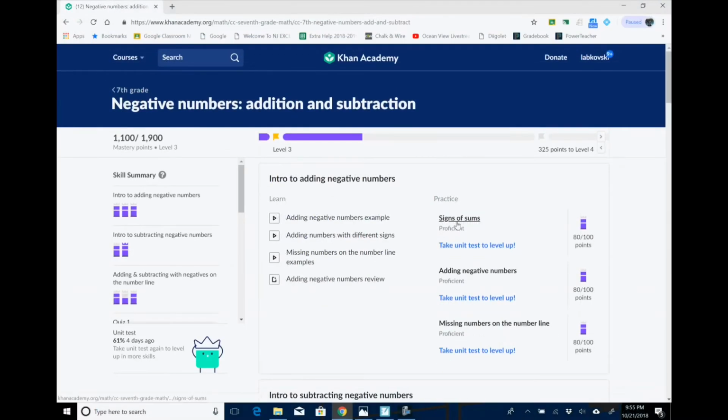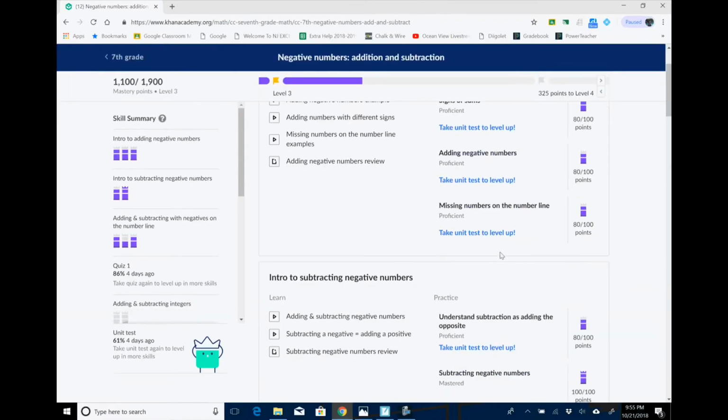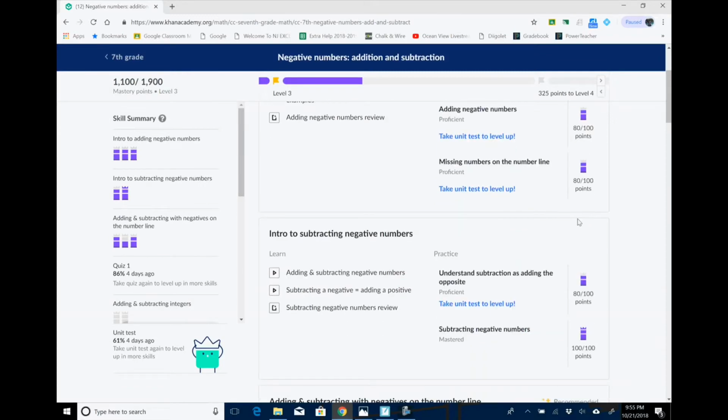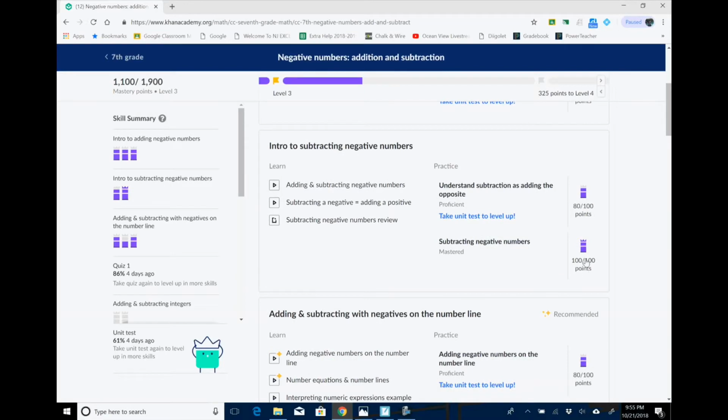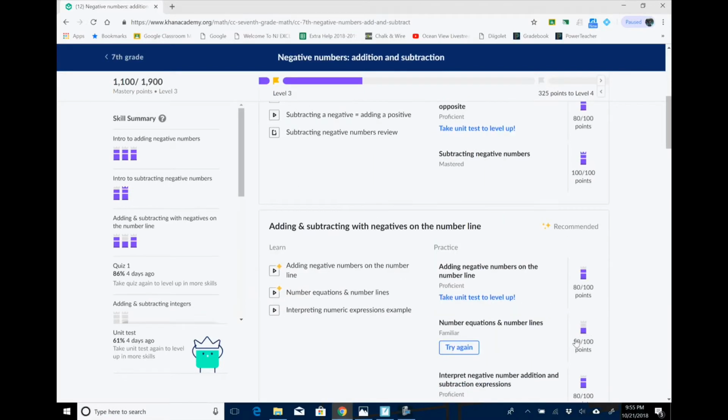Name of the exercises, so signs of sums, you have 80 out of 100 points. And that's what you want. I'll talk about the point system in a minute. Adding negative numbers, 80 out of 100 points. Missing numbers on the number line, 80 out of 100 points. So 80 out of 100 is what you want to get. Actually, ultimately, you want to get 100 out of 100, but we'll get to that in a second. Here we go, 50 out of 100. So this one is the first skill I need to work on.